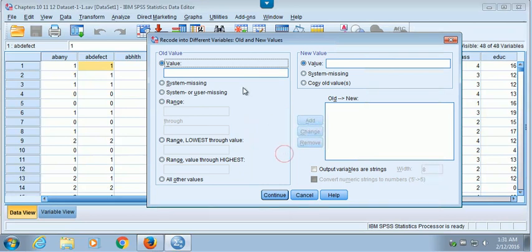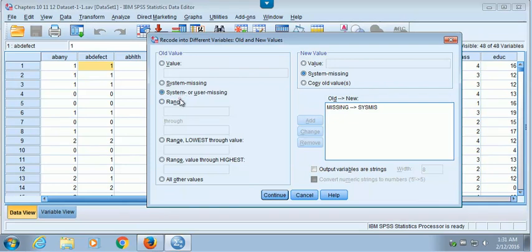In your label, put recoded education, and click change. You're going to have old and new values. Again, I always hit system and user missing, then add first, just so I don't forget. Now we're going to indicate what our ranges are. Looking at how they want you to recode education, they want less than high school, high school graduate, some college, college graduate, and graduate school.